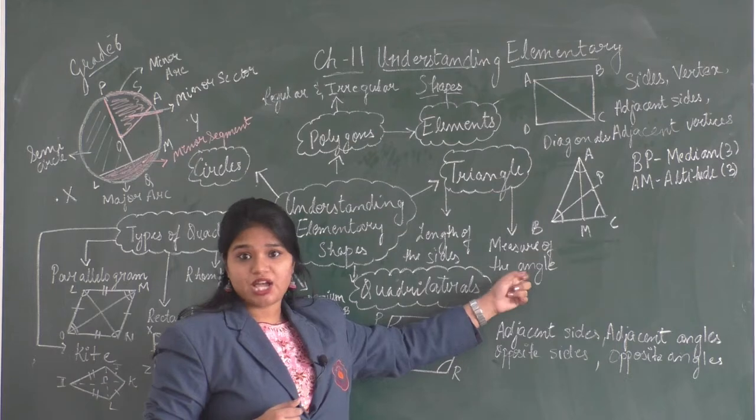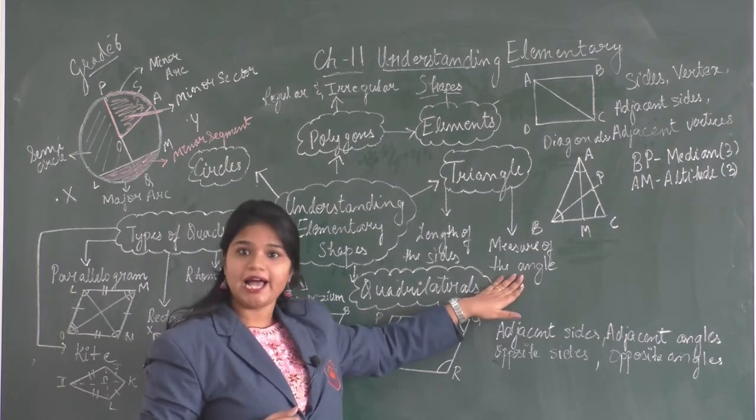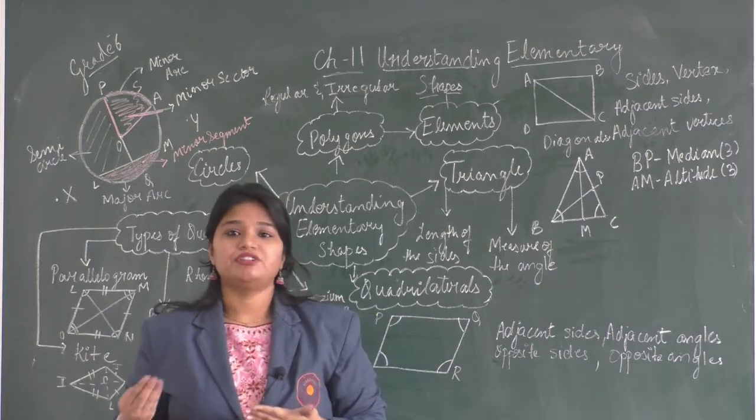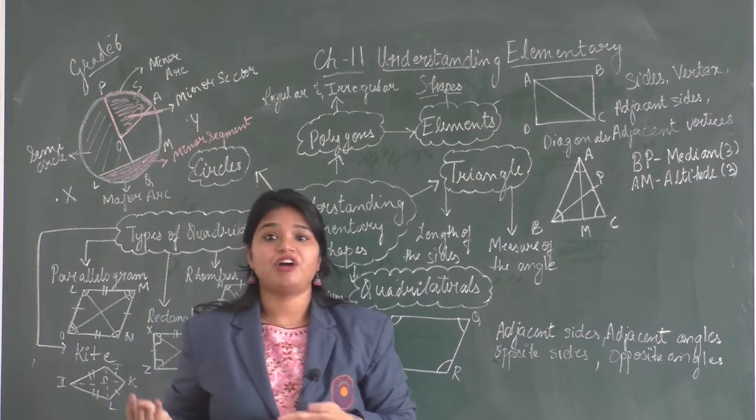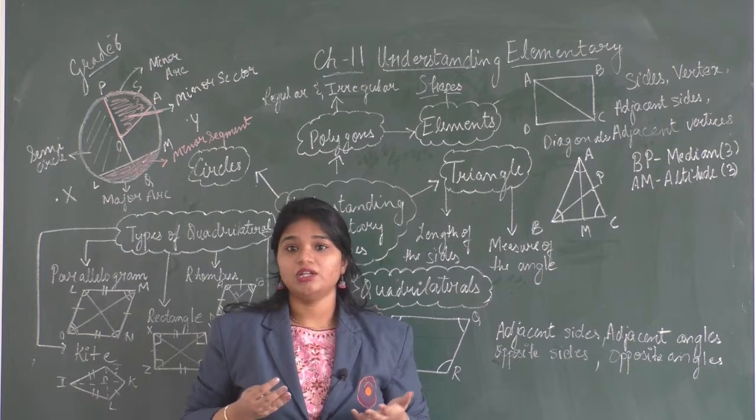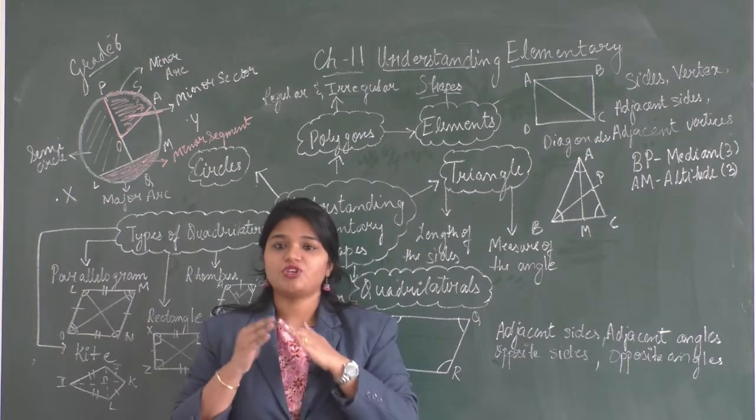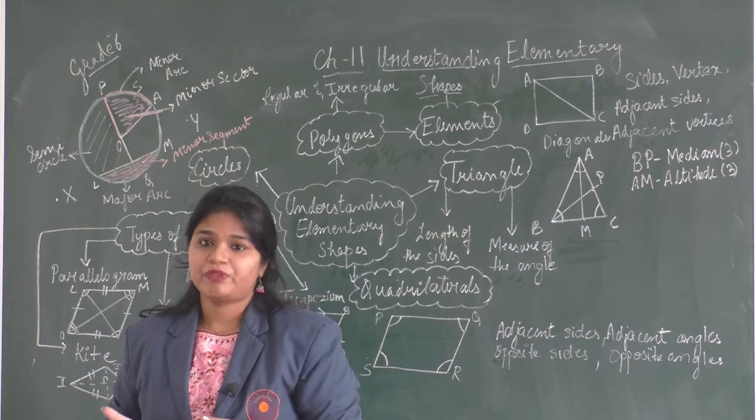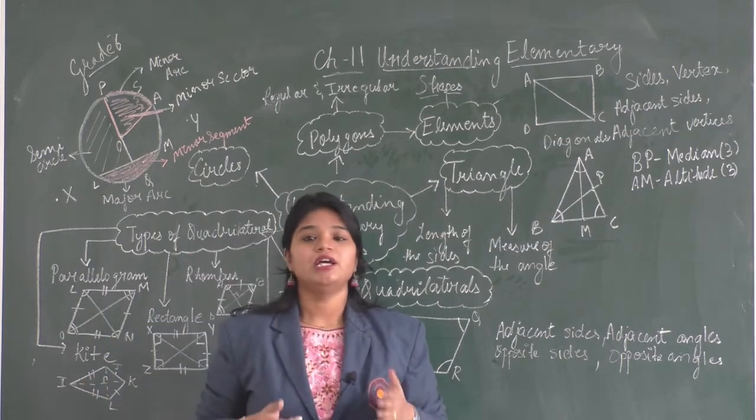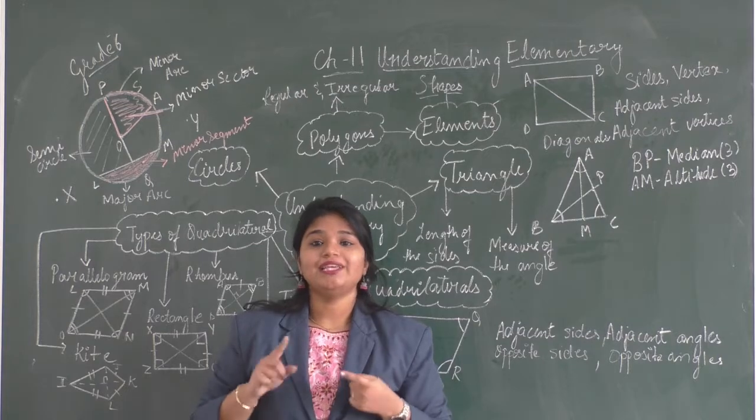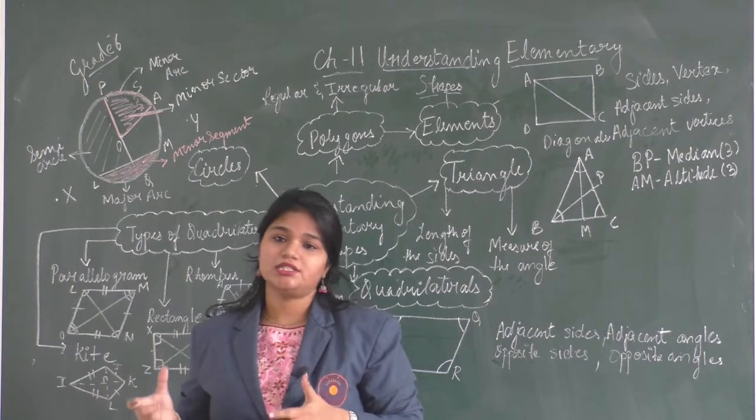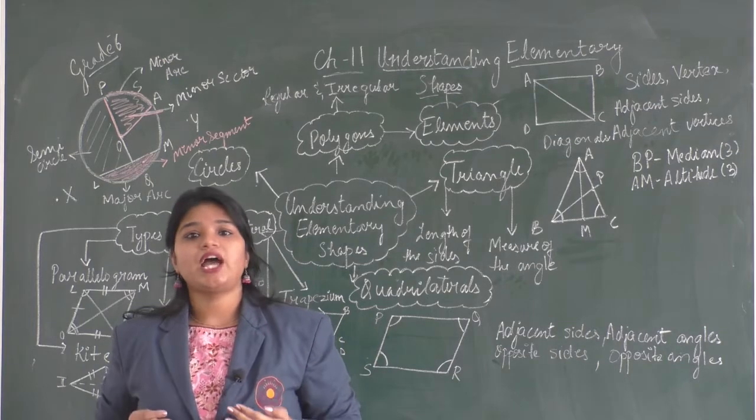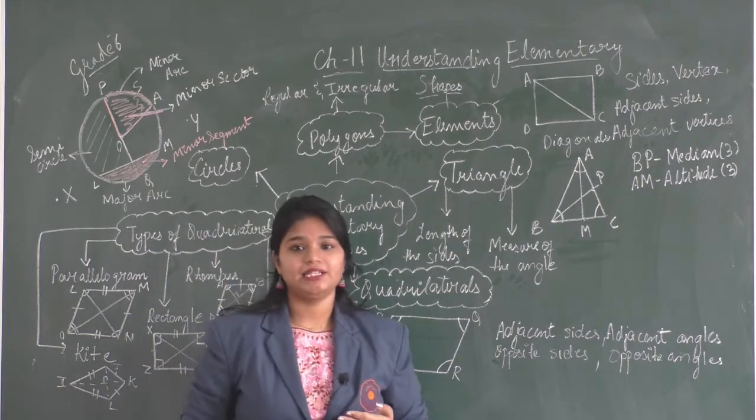And the triangles which are classified on the basis of the measure of the angles are acute angle triangle, obtuse angle triangle, and equiangular triangle, which is also called an equilateral triangle because all the angles in an equiangular triangle are equal. What is an acute angle triangle? A triangle in which all the angles are acute angles is called an acute angle triangle. That means all the 3 angles will be less than 90 degrees.